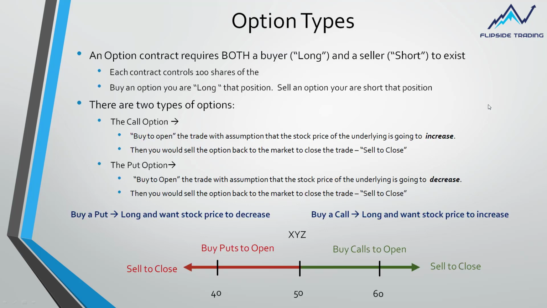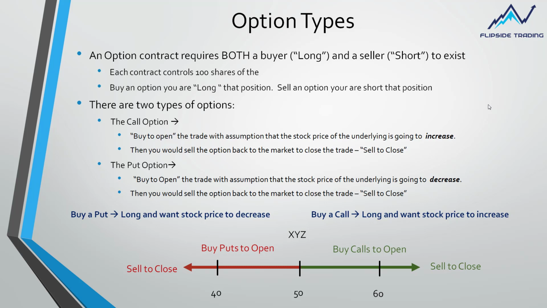Okay, remember, option contract: buyer and a seller. When you buy, you're considered long. When you sell, you're considered short. We've got the leverage piece, right? Each contract controls 100 shares.